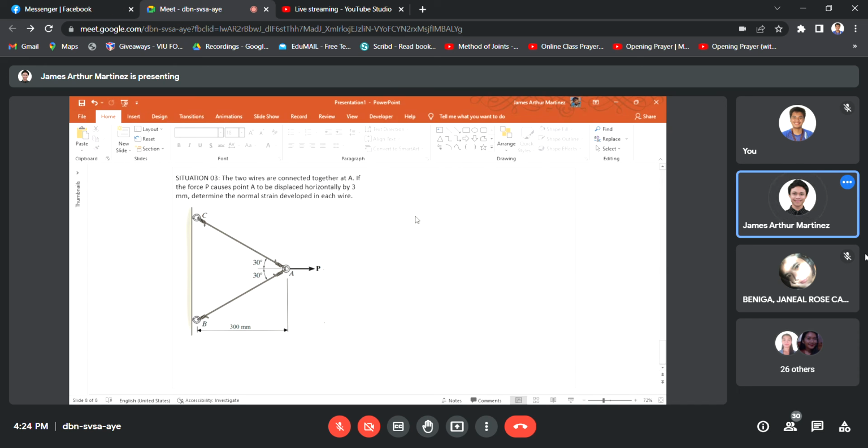So, again, for situation number 3, you have the two wires are connected together at A. Then, if the force P causes point A to be displaced horizontally by 3 millimeters, determine the normal strain developed in each wire. So, actually, equal lang ang ma-develop nga strain, no? Or normal strain, no? For both wires since it's just symmetrical man.